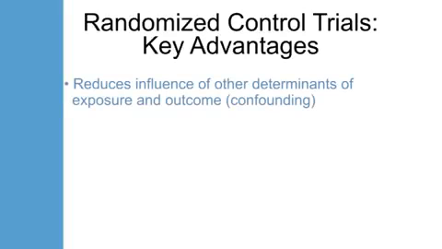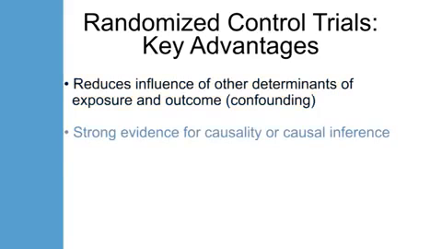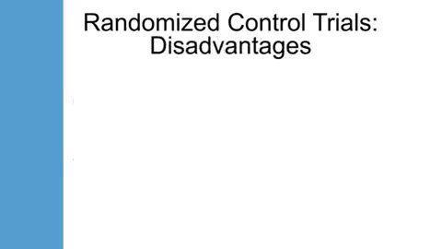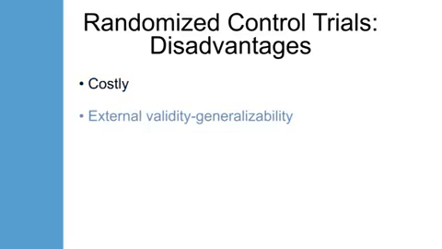First, randomization reduces the influence of other determinants of exposures and outcomes, i.e. confounding. This study design provides strong evidence for causality or causal inference. Since investigators assign the exposure or medical treatment, the time or temporal relationship between exposure and outcome is clear. So while there are advantages to randomized controlled trials, it is important to note that there are also disadvantages. Randomized controlled trials can be costly. Sometimes RCTs, or randomized controlled trials, have issues with external validity or generalizability.